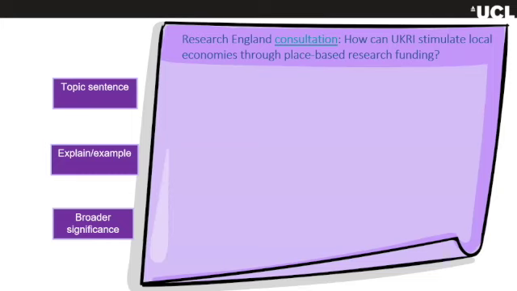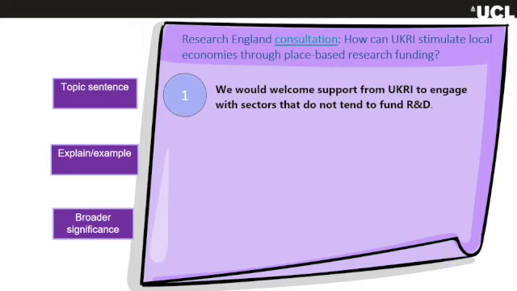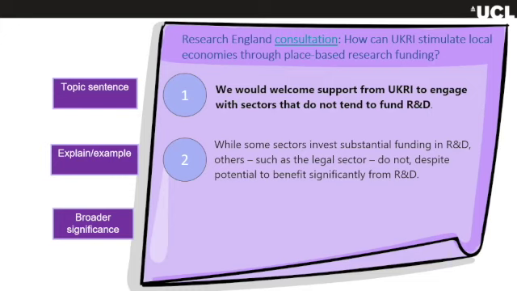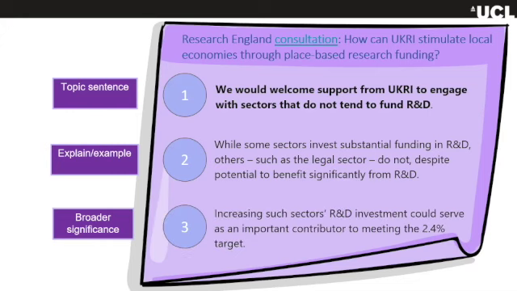So I'm going to show you an excerpt from a UCL response to a consultation on place-based research funding from a year or two ago. And this excerpt is from the body of the text of this response, which is why it is out of context, but you can imagine it's one of the paragraphs in the response. So this was the topic sentence: We would welcome support from UKRI to engage with sectors that do not tend to fund R&D. And then we explain this, saying, while some sectors invest substantial funding in R&D, others, such as the legal sector, do not, despite the potential to benefit significantly from R&D. So that's really explaining the point a bit further and giving an example.